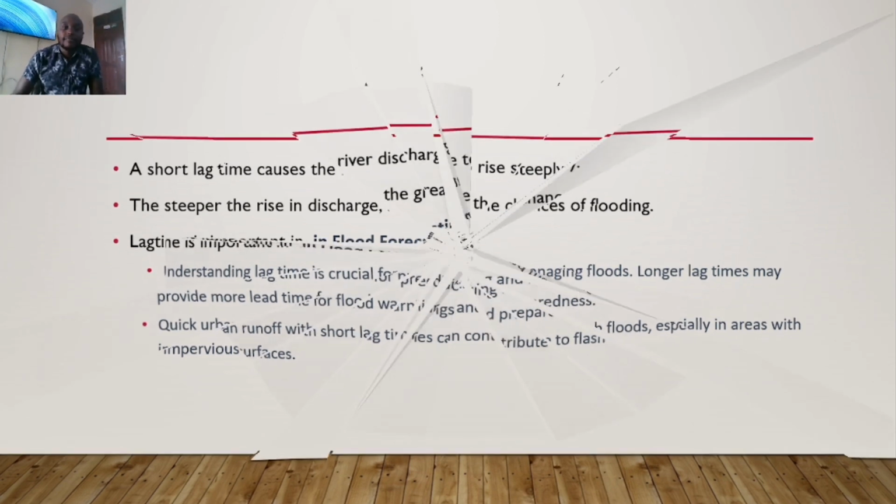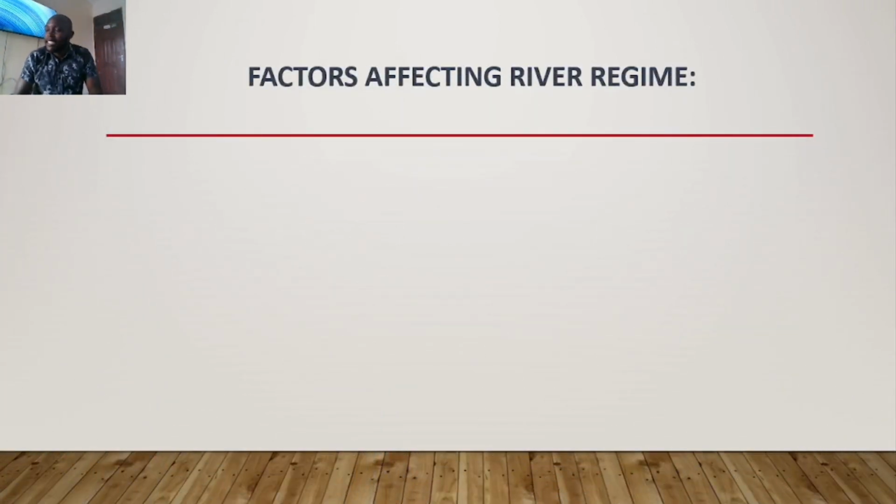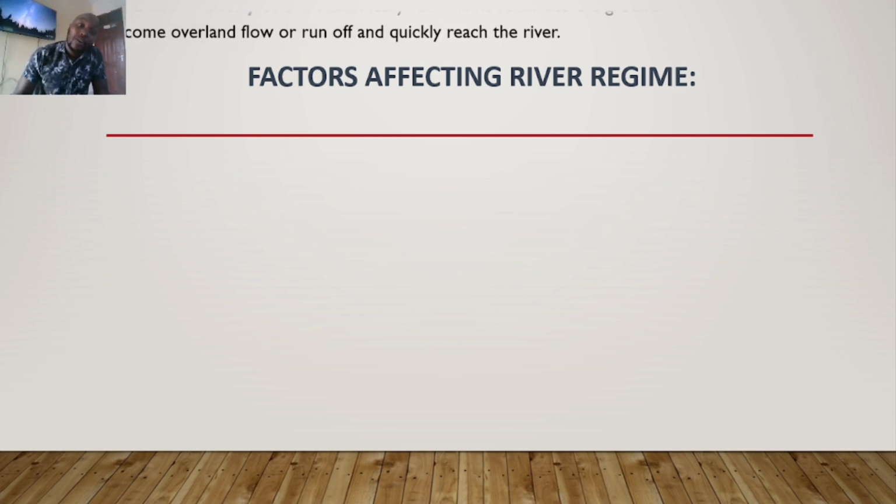Understood? All right. Now, look at the factors affecting river regimes. You should know this. It's very, very important. And remember, when we talk about river discharge and river regime, they're kind of the same thing, okay? Because river regime is the variation of river discharge, and river discharge is the volume of water at a given time. Understood? So let's talk about the factors. These factors can affect both the river regime and the river discharge. Understood?